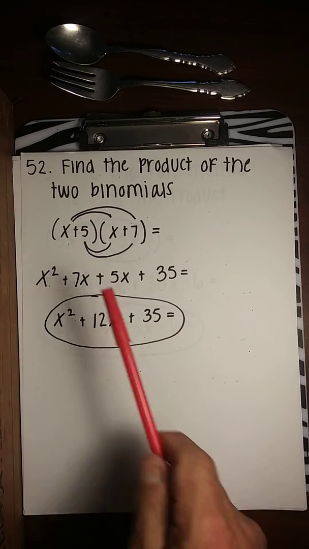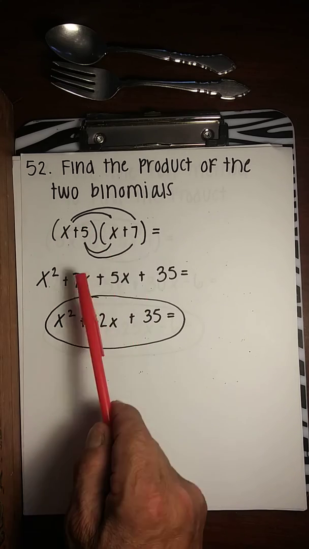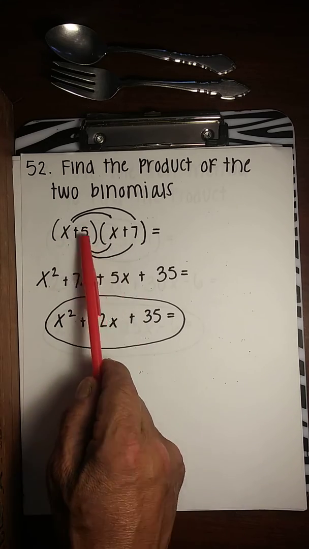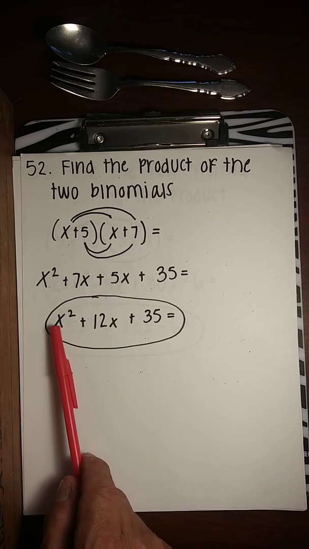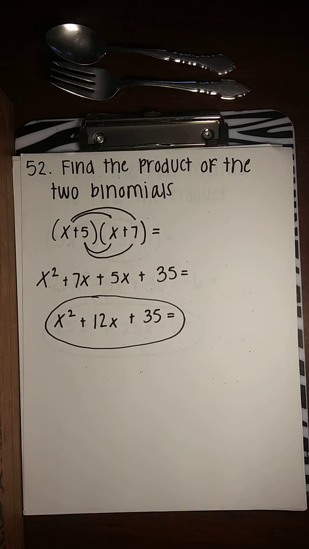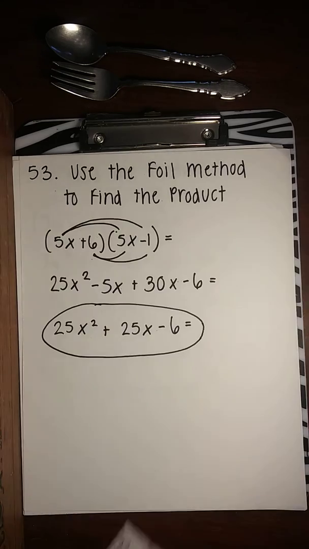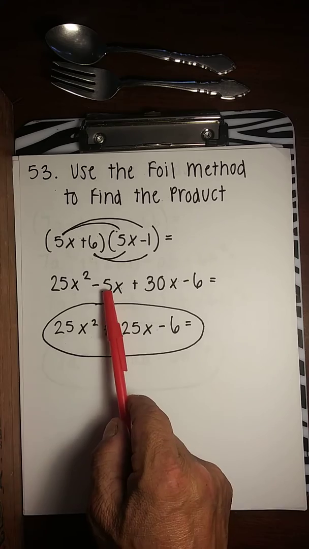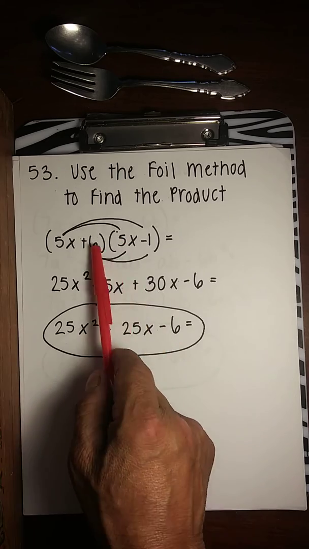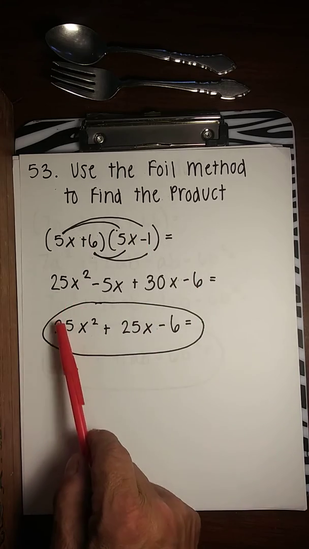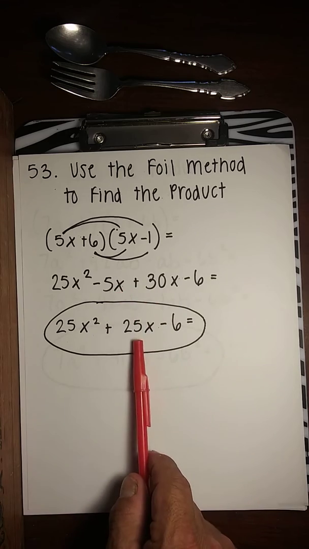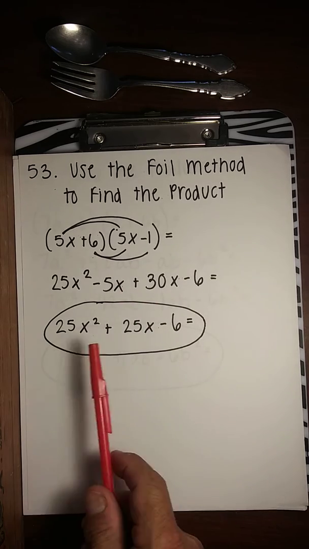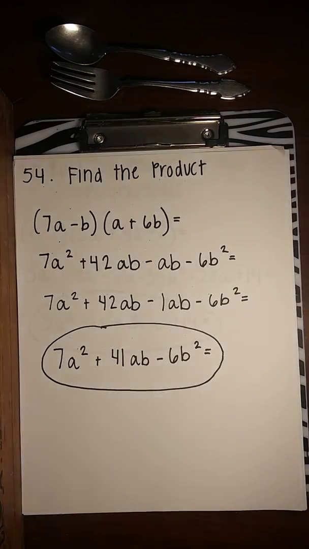Find the product of these guys. x times x, x squared. x times 7 is 7x. 5 times that is 5x. 5 times that is 35. Add these numbers together: x squared plus 12x plus 35. Use the FOIL method. Sure. 5 times 5 is 25x squared. That times that is negative 5x. That times that is 30x. That times that is negative 6. So we have 25x squared, 30 minus 5 is 25x, minus 6. 25x squared plus 25x minus 6.